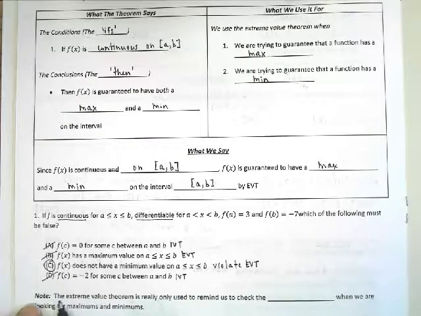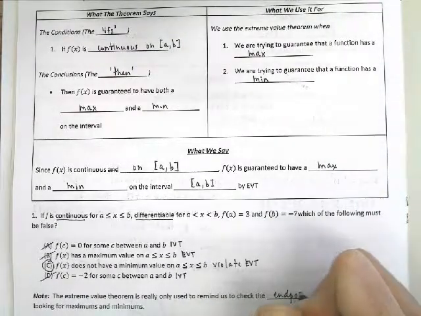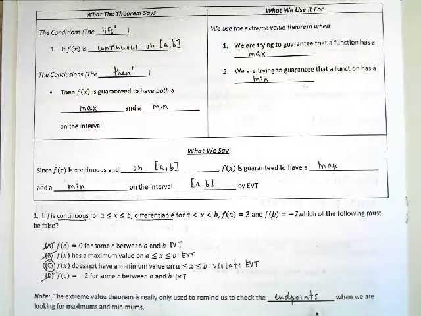And so this note is kind of what I referred to earlier. The extreme value theorem is really only used to remind us to check the endpoints when we're looking for maximums and minimums. So we know those max and mins could happen at interior points on the interval, right? We find those by finding the critical points, but we need to always remember, if we're working on a closed interval, to check those endpoints as well. All right, we've got one more theorem to go.